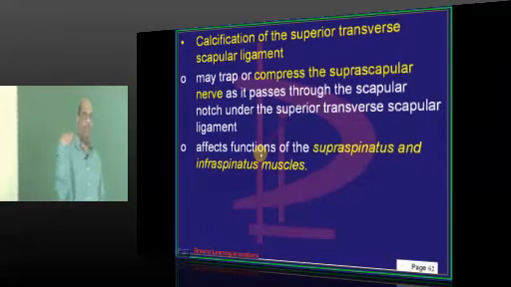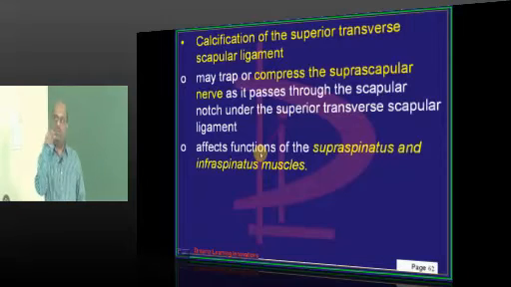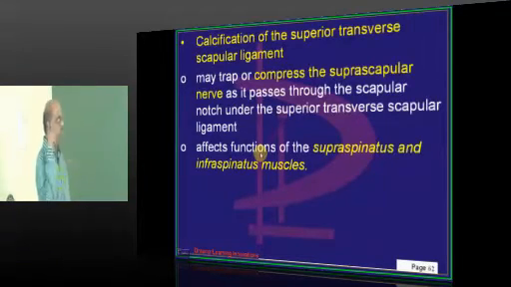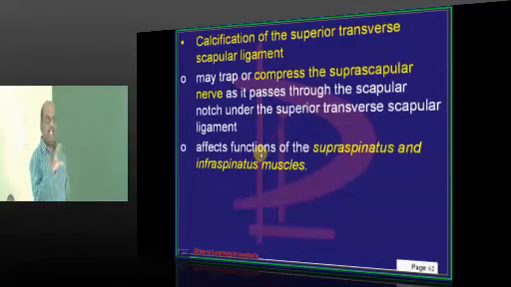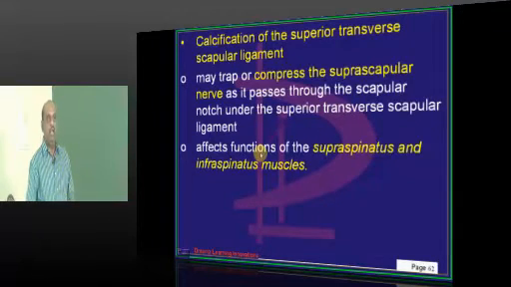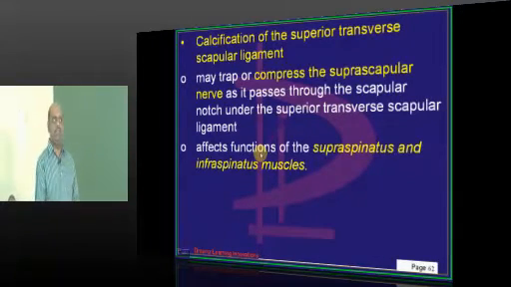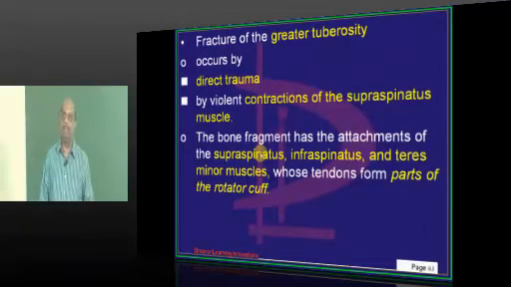the superior transverse scapular ligament. We have seen the suprascapular notch; through the ligament it becomes a foramen through which the suprascapular nerve will be passing. There can be a calcification of this and compression of the suprascapular nerve, and due to that the supraspinatus and infraspinatus muscles can get affected, is what you need to remember.